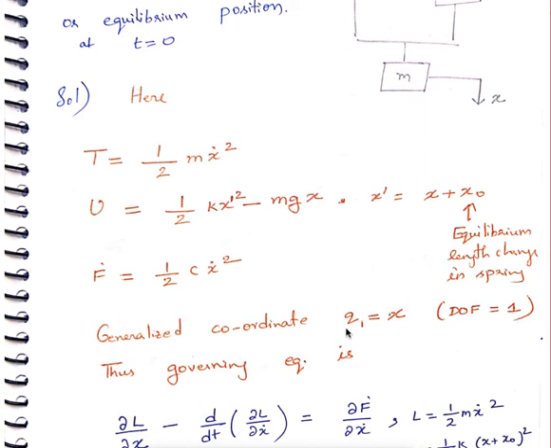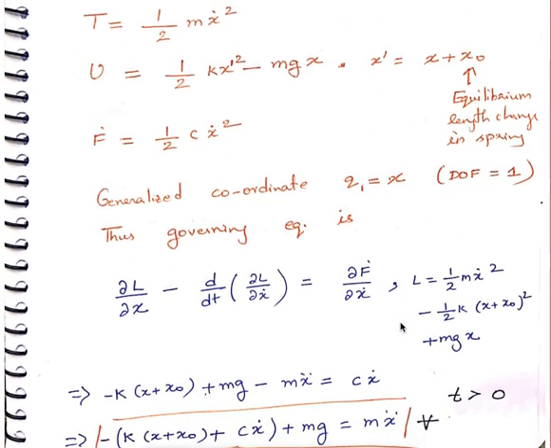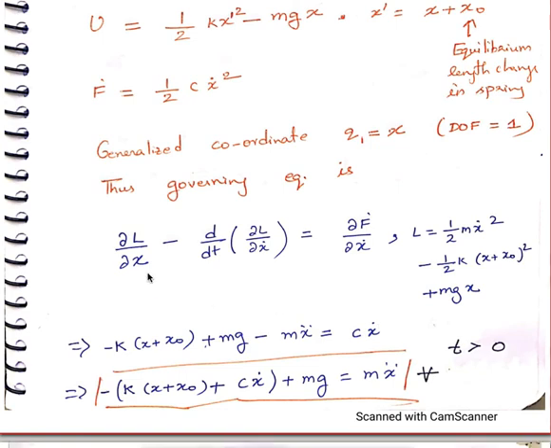Now, the generalized coordinate in this problem: you have only one degree of freedom. So, there is only one generalized displacement q1, which is equal to x within this problem. So, what is the governing differential equation now? As per the modified form of Lagrange equations, the governing equation would be partial derivative of Lagrangian with respect to x minus time derivative of partial derivative of Lagrangian with respect to x dot equals partial derivative of f dot with respect to x dot. Here the Lagrangian is half m x dot square minus half k (x plus x naught) square plus mg into x.